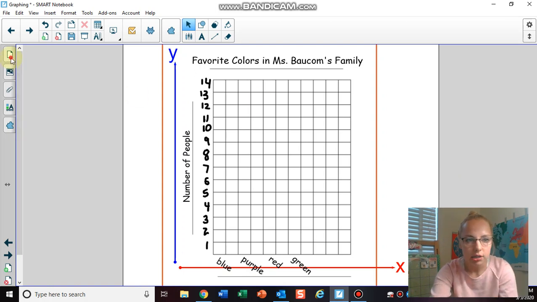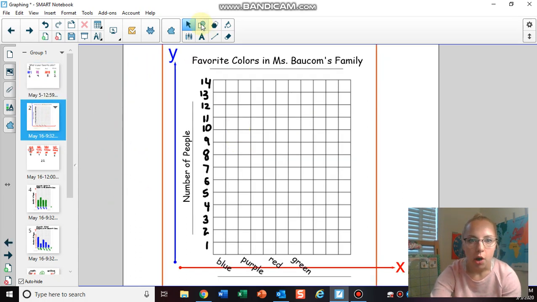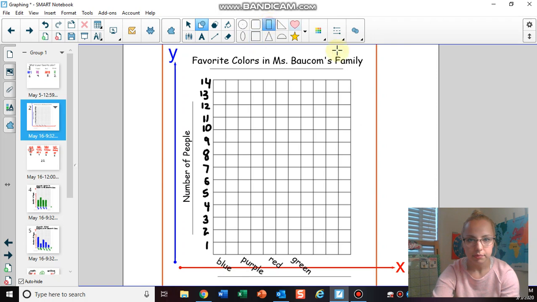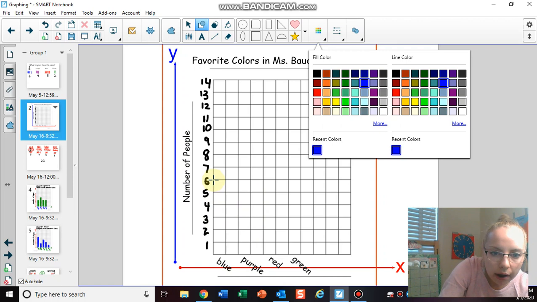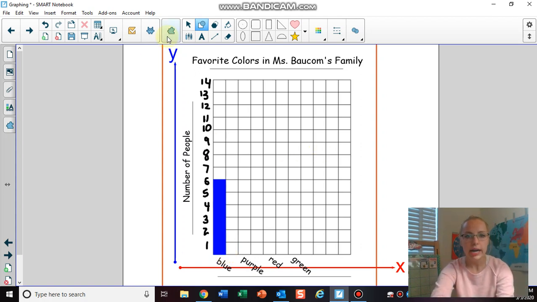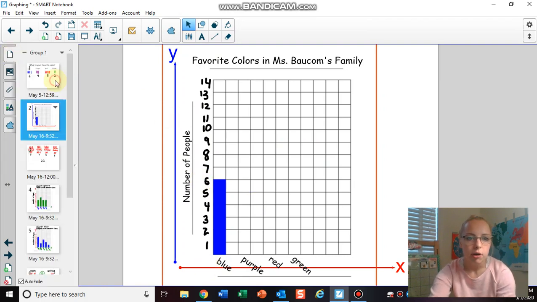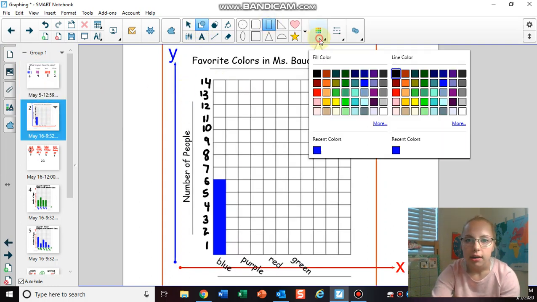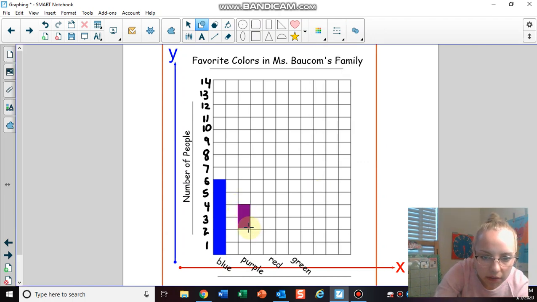So I'm going to go back to my data chart and see that I have 6 people that liked blue. So I'm going to go ahead and go down here and make my bar for blue line up with the 6. All right, so that shows that 6 people liked blue the best. Let's go back and do the same for purple. I see that 4 people liked purple the best. So I'm going to come in here, make another bar, and have that one line up with the 4.